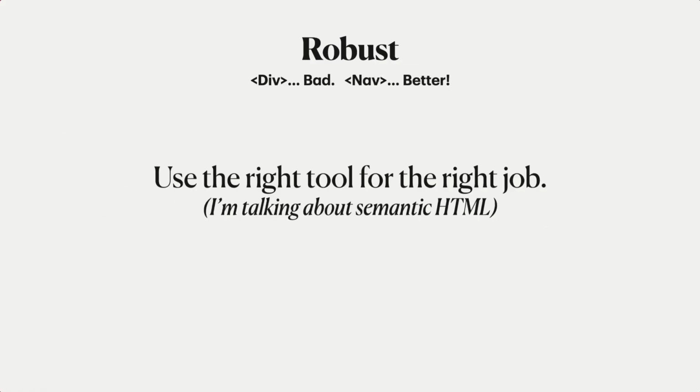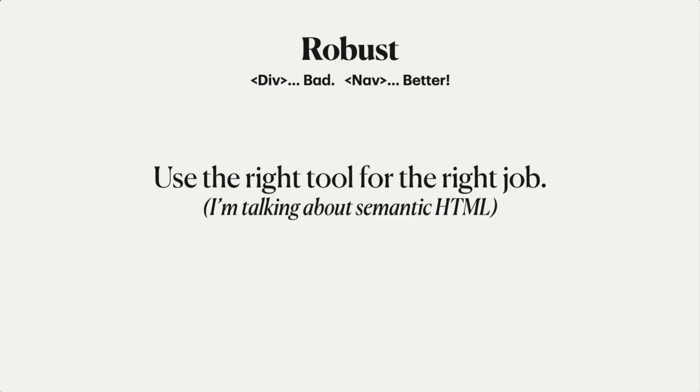The fourth and final principle is robust. This one's aimed squarely at developers. It means your web content should be built using correct, current code that can be reliably interpreted by browsers and assistive technologies. The core idea is to use the right tool for the job. HTML has a rich set of semantic elements that carry meaning about the role they play in a document or interface. When you use semantic elements correctly, browsers and assistive technologies can interpret your interface accurately and respond to it the way that users expect.